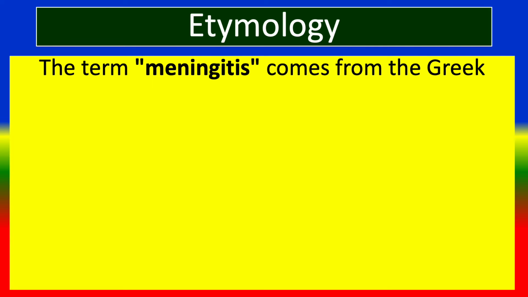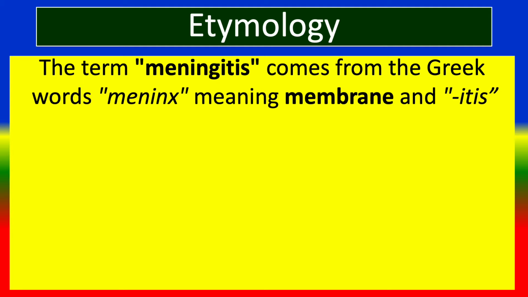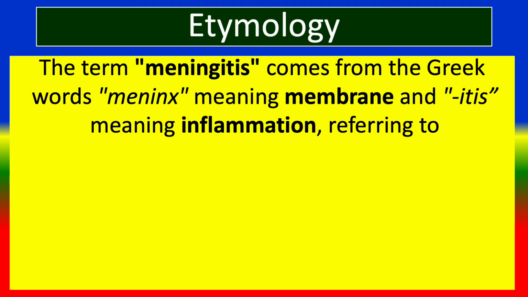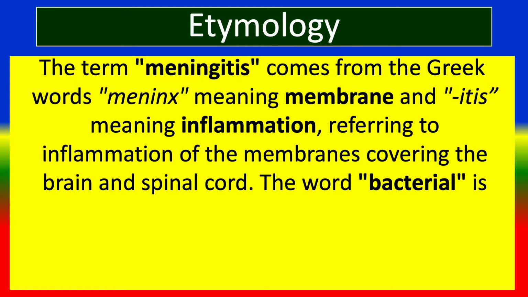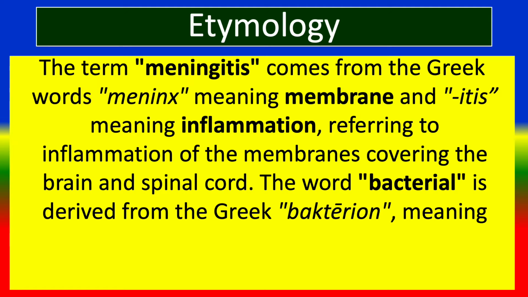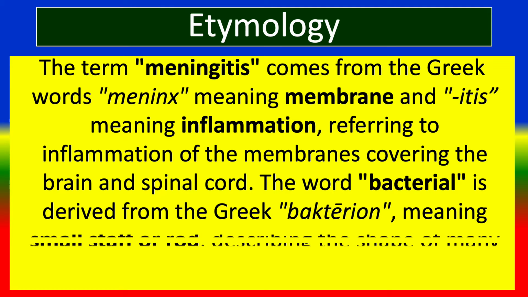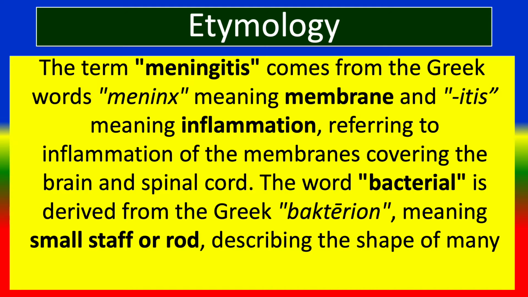Etymology. The term meningitis comes from the Greek words meninx, meaning membrane, and itis, meaning inflammation, referring to inflammation of the membranes covering the brain and spinal cord. The word bacterial is derived from the Greek bacterion, meaning small staff or rod, describing the shape of many bacteria.